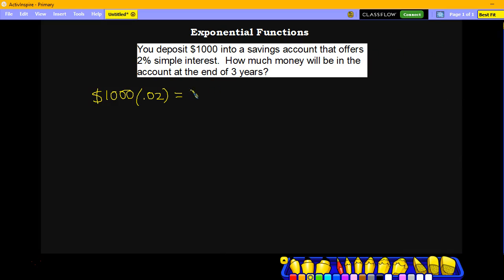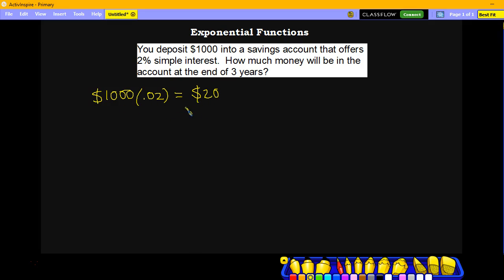That gives me $20. Now, right off the bat, we can see that there's something wrong with this. For one, we're calculating the amount of interest that we would have at the end of 1 year, not 3 years. But the other thing is, the question is how much money will be in the account at the end of 3 years? Well, this doesn't tell us the amount of money that we have in the account at the end of 1 year. It's 2% interest, but this is just the interest. It doesn't include the original amount, which, by the way, is known as principal. All right, so anyways, we'll get back to that and we'll write that down in a little bit.